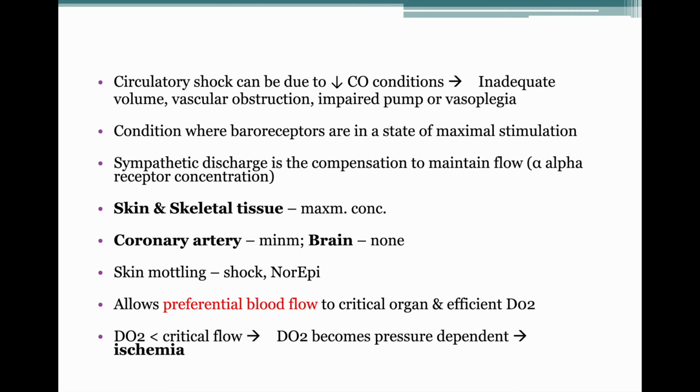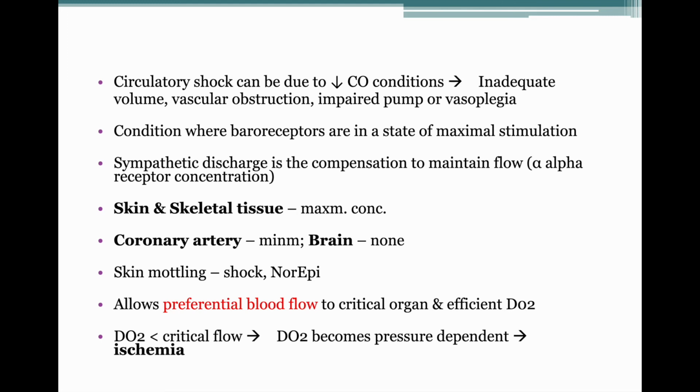Now, circulatory shock can be due to many reasons. Don't always keep septic shock in mind. It can be because of a hypovolemic state, inadequate volume; vascular obstruction, like pulmonary embolism; or impaired pump, that is AMI; or vasoplegia, as in septic shock.